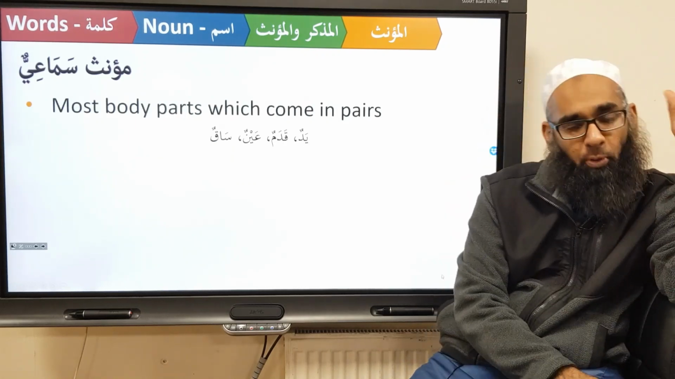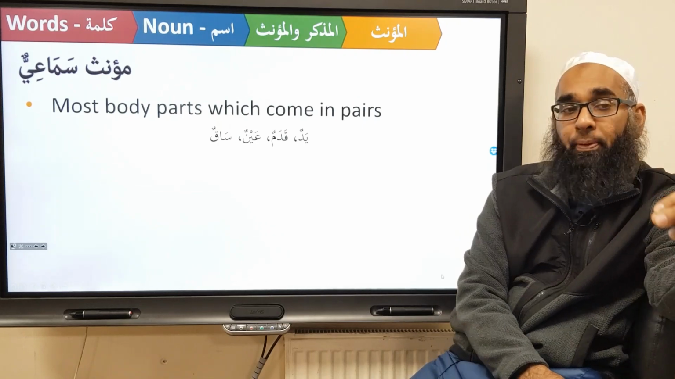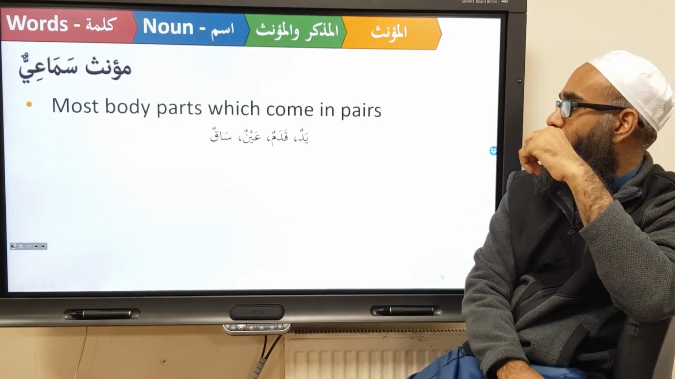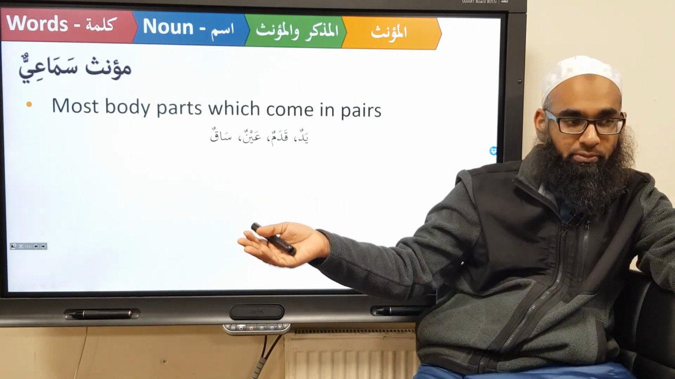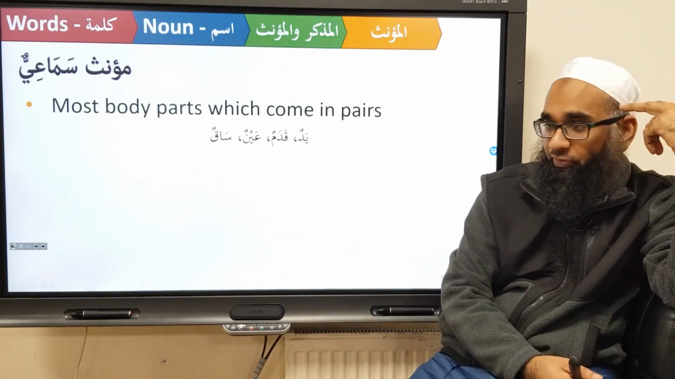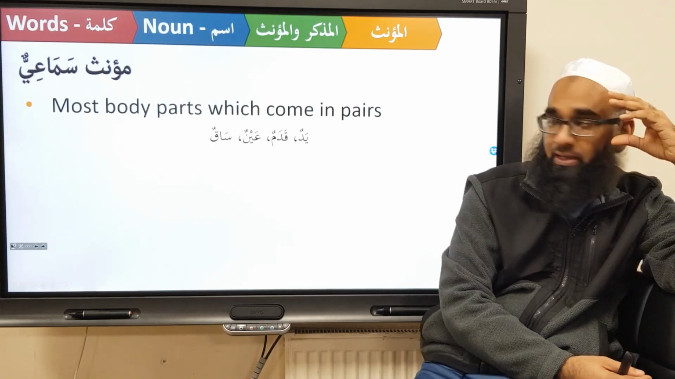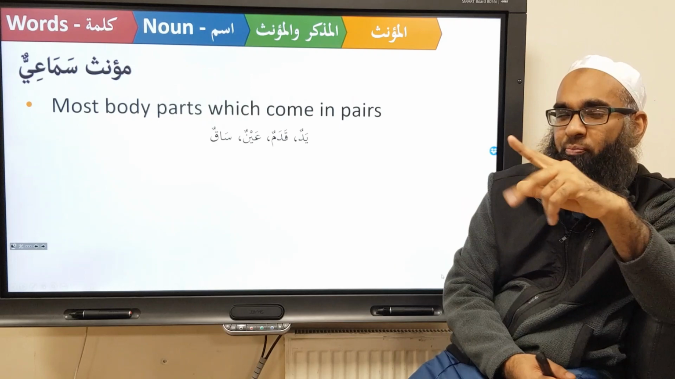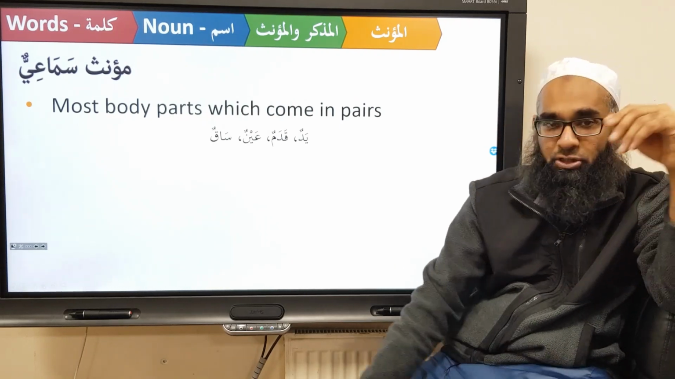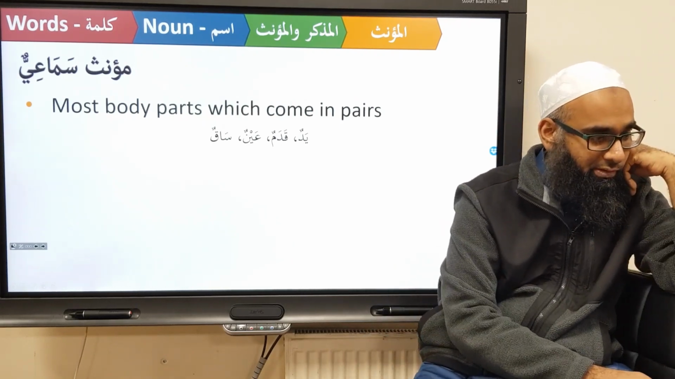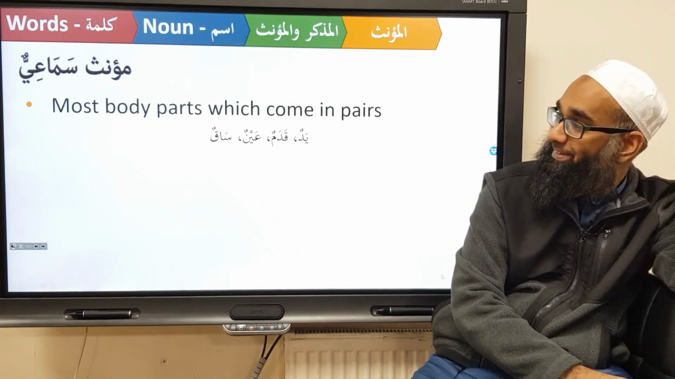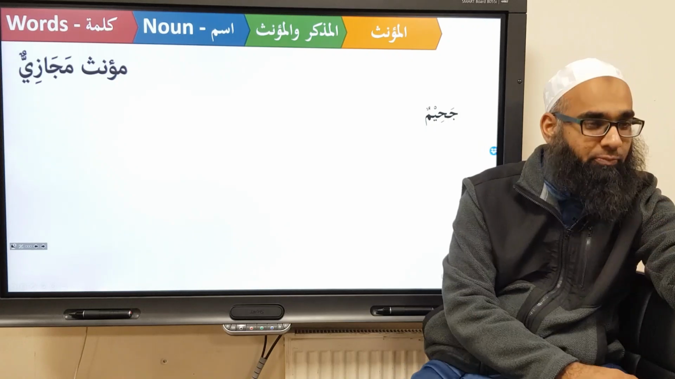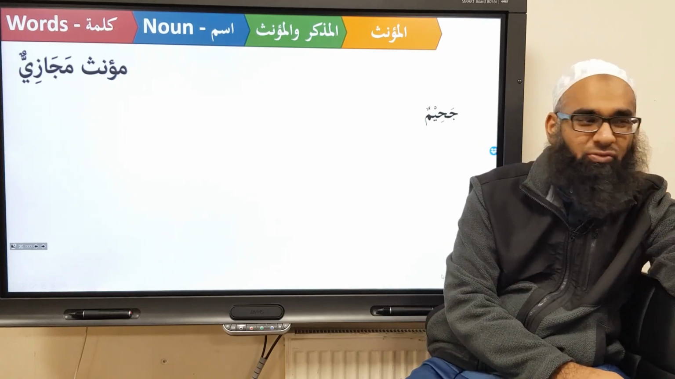Similarly, most body parts, not all, most body parts which come as dual are feminine. Yadun, how many hands do we have? Two. So feminine. Qadamun, feet, also feminine. Aynun, eyes, also. Saqun is used both masculine and feminine. It's used both ways. Saq means shin. Okay? So saq pads, shin pads. And apart from those, there are other sama'i which have no categorization.